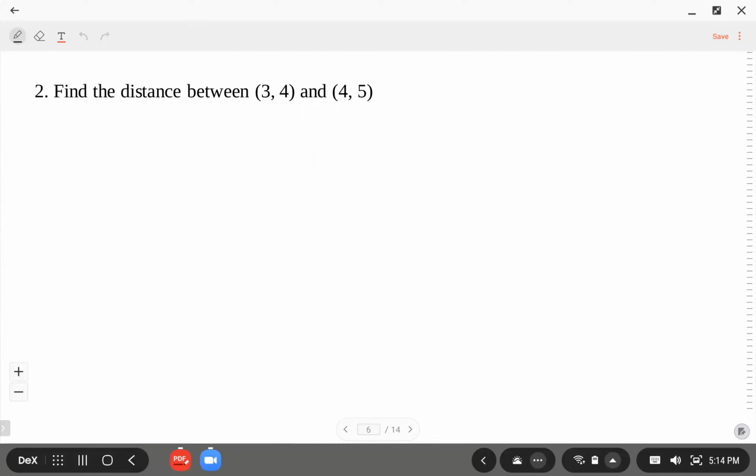Okay, so number 2 is to find the distance between (3, 4) and (4, 5). Now this is not on a straight line. So can you guys find out how to use the Pythagorean theorem to find the distance of these 2 points? Also, after finding the distance, please find the middle point too. Find the distance and the middle point, and please post them in the chat box.